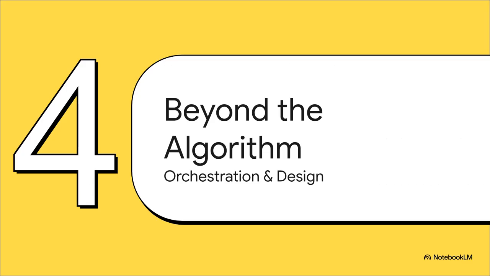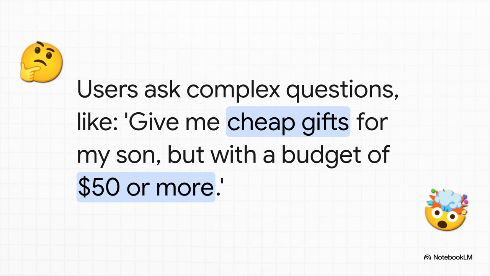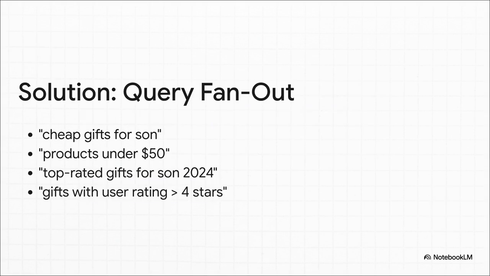All right, you've got a solid retrieval system, you've got a smart ranking function, you've made it to the final level. Now it's time to face, let's call them, the final bosses: the really complex system-level challenges of orchestration, cost, and product design. Your users, well, they're going to ask for really complicated stuff. They'll throw a multi-part question at you, like this one. They want cheap gifts, but then they go and specify a budget of $50 or more, which kind of contradicts cheap, doesn't it? A language model might just get totally confused trying to pass this whole messy request to a single search tool. So the solution is you have to take control.